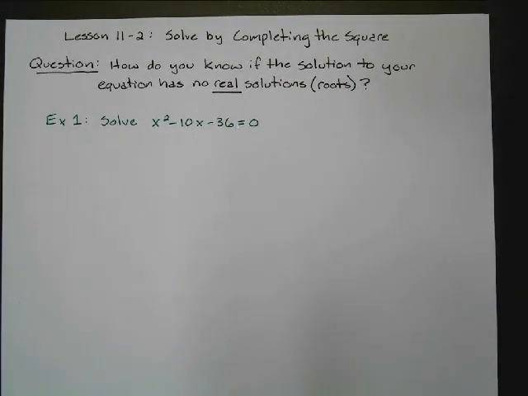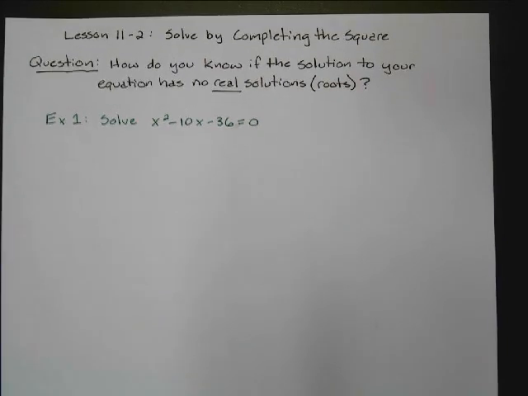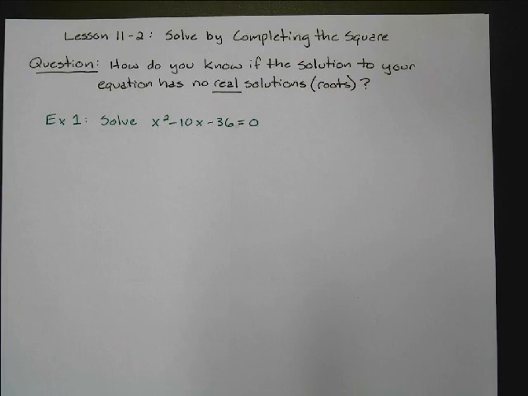And this one we can see again, like the things we were doing on the last lesson, it doesn't factor, so we can't set our factors equal to 0 because there are no factors of negative 36 that add up to negative 10. So in the last unit, we would have been stuck here. We couldn't have solved this. But now we can because we have completing the square.